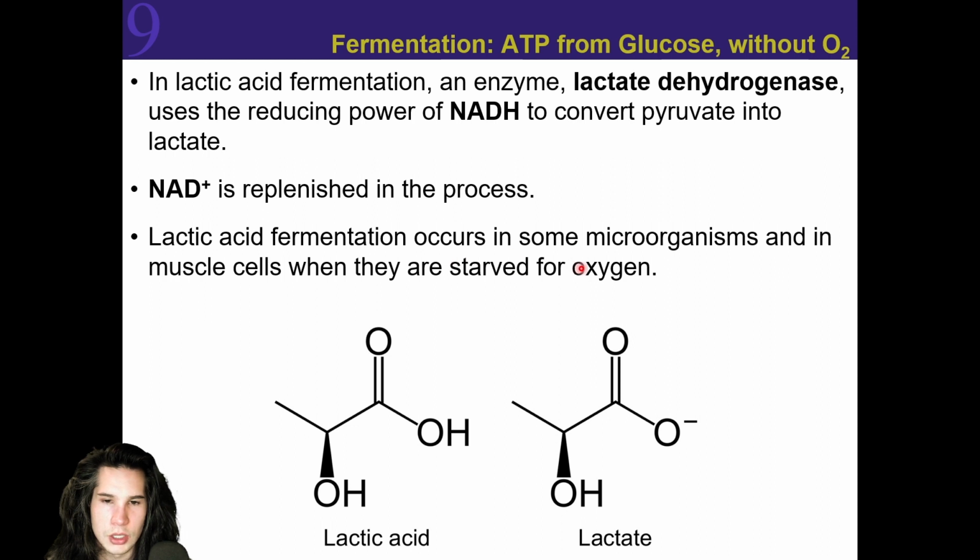Lactic acid fermentation occurs in some microorganisms and muscle cells when they are starved for oxygen. So let's say your energy demands are very high and your oxygen supply is very low because you're utilizing it during the electron transport chain. Well, in that case, you're going to both ferment and undergo aerobic respiration to its max capacity. Anytime you receive some oxygen, you're going to be conducting aerobic respiration, but simultaneously, you're going to have other processes happening in the cell, including fermentation. And in the process, you're going to make more and more lactate.